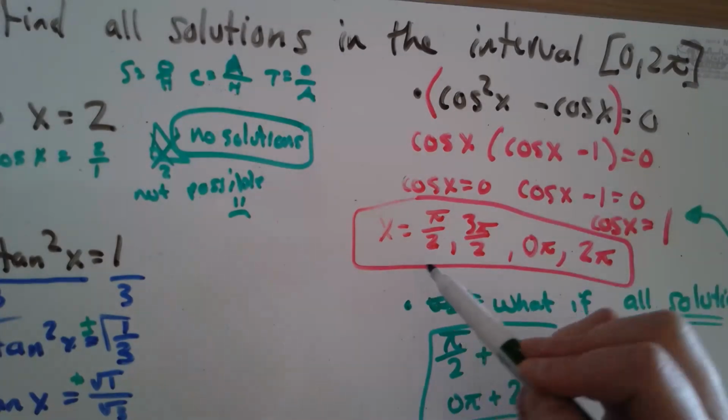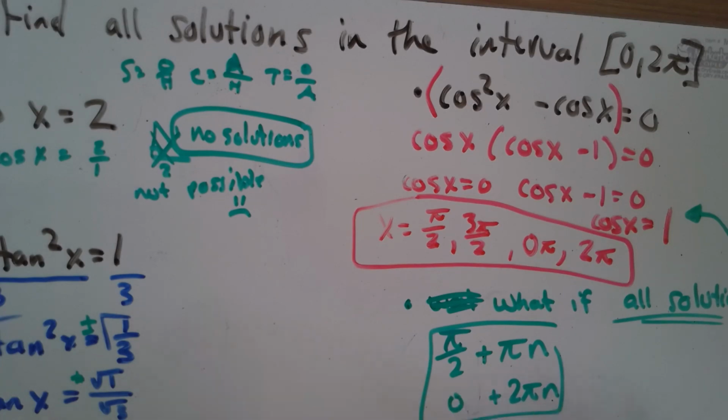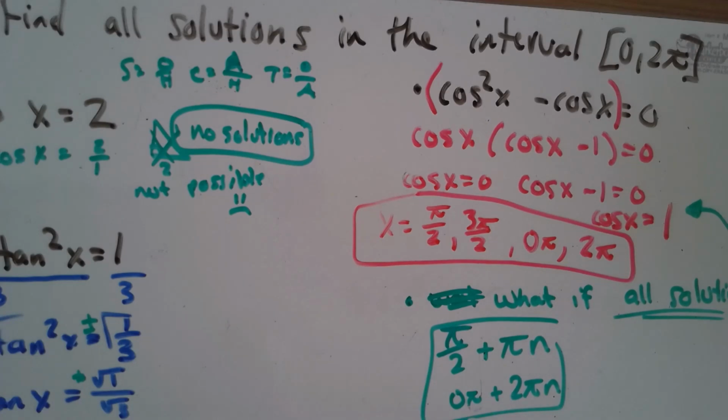Interval solutions, you're going to have a list. All solutions, you're going to have plus pi n or plus 2 pi n. Okay, and with this one, if you don't want to do 0 pi, you can just do 0. It's up to you. I go back and forth. Okay, here we go. For the next video, they're going to be a little bit more involved, but we could still do it, okay?